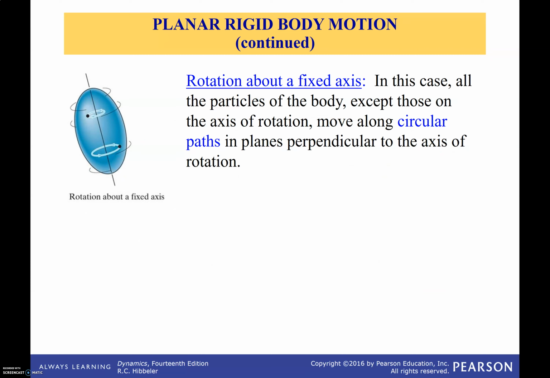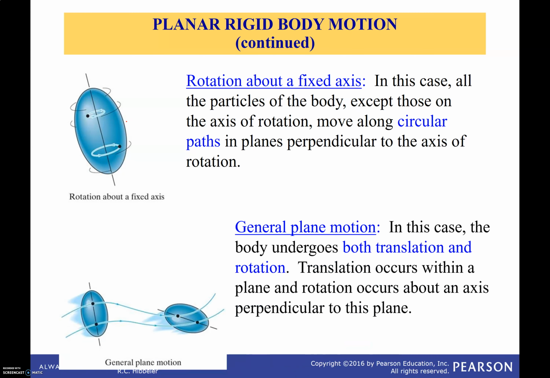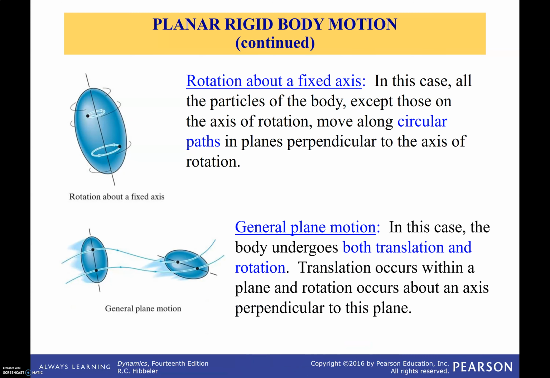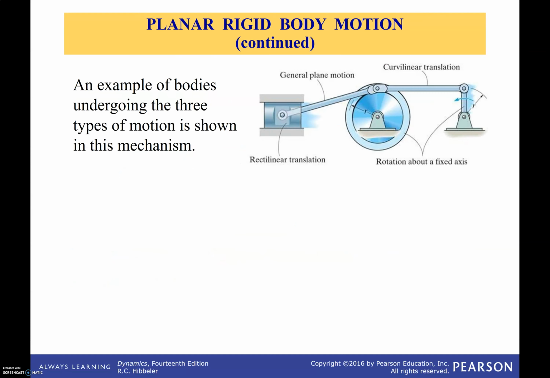More interesting is the rotation about a fixed axis. You can see here there is an axis. All the points on this axis are not moving; they are not rotating or translating. The points that are not on the axis move in circular paths. That's the defining key of rotation. And when you combine the translation and the rotation, you get the general plane motion.